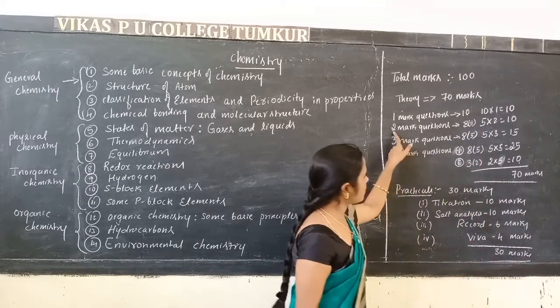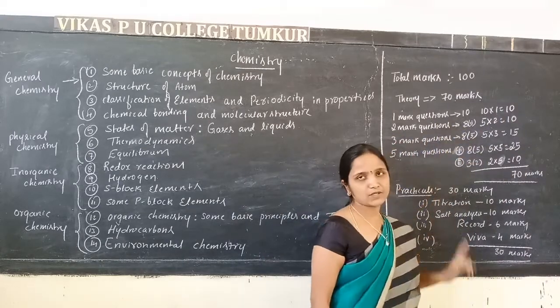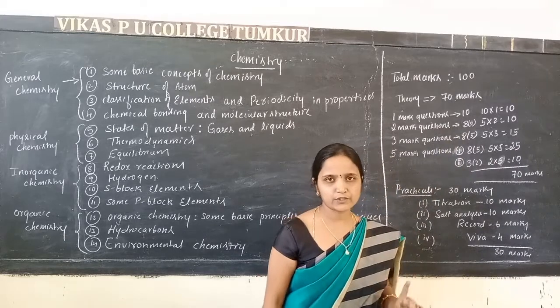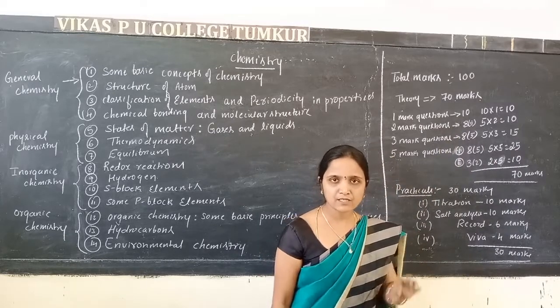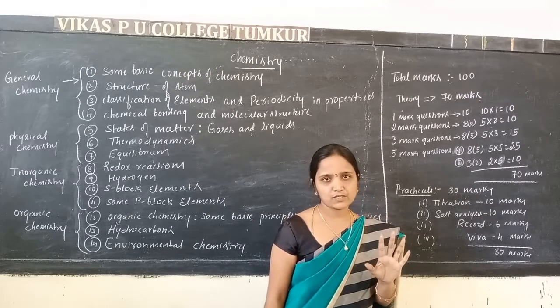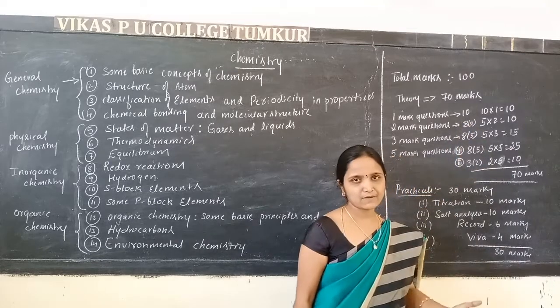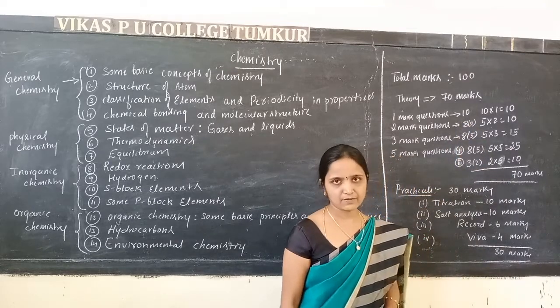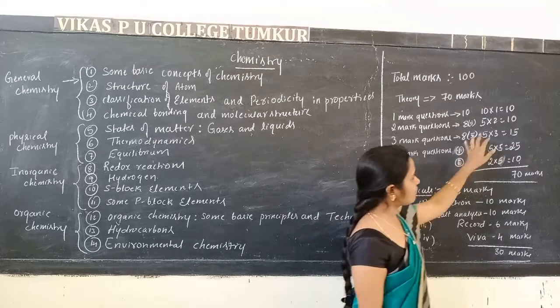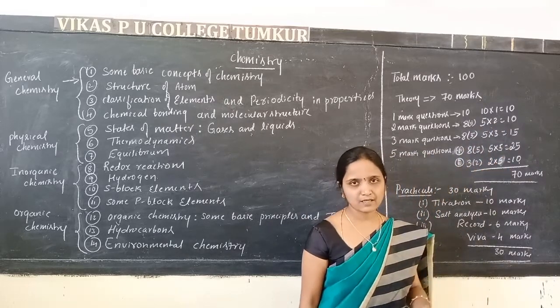Then 2 mark questions. They are going to be given 8 questions. In that you should answer only 5 questions. So out of the 8 given, you have a choice of 3 questions. You must answer 5 questions. Then 5 into 2 is equal to 10. That is going to be 10 marks.